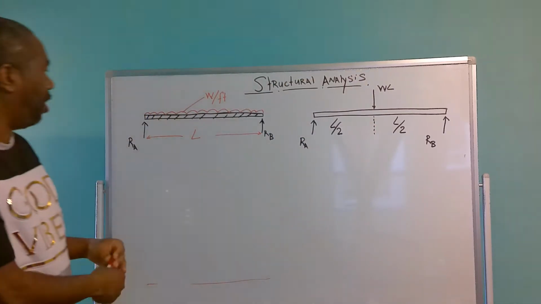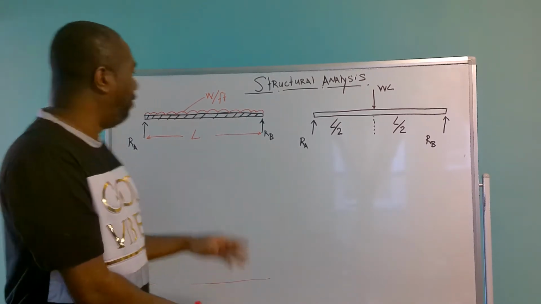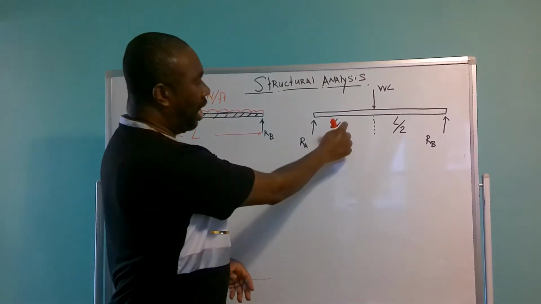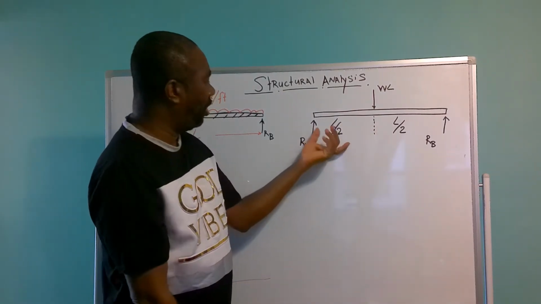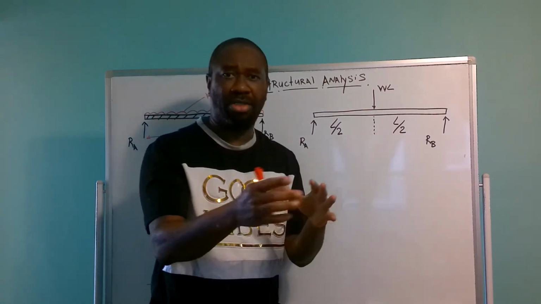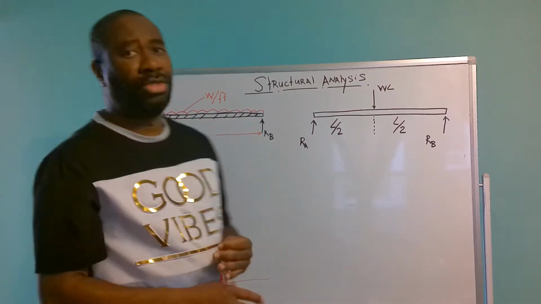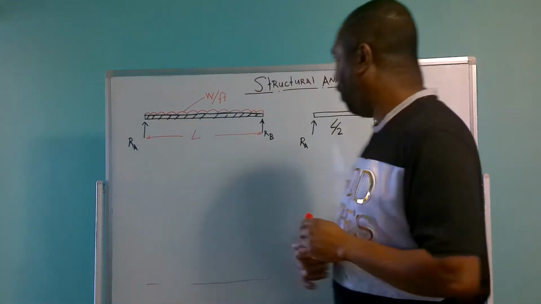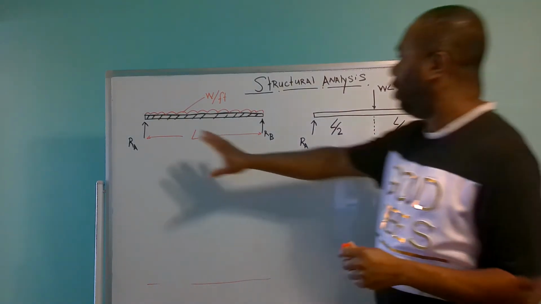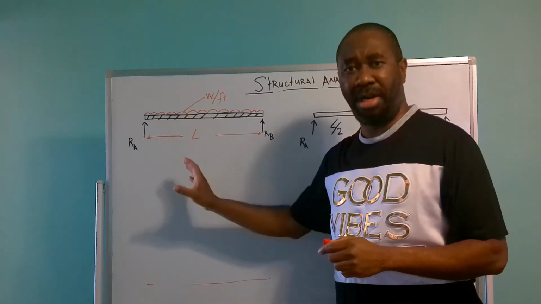Now the length here is really L, right? And we're going to divide this L by 2, so at midspan we have L over 2 on this side and L over 2 on this side. L over 2 is just half the distance of L. Okay? Having done that, I can now show you how to derive the bending moments formula.